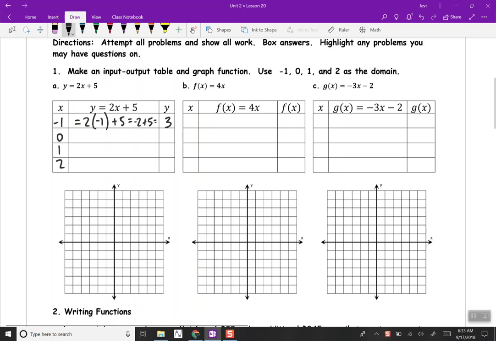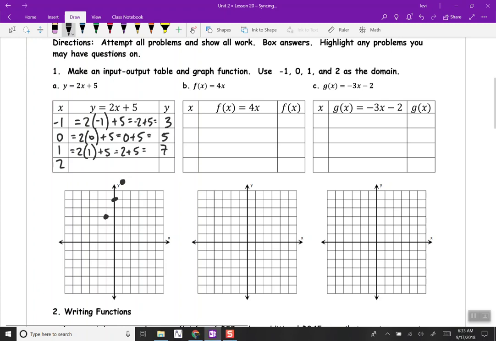So that's the point -1, 3. -1, 3 would be right here on our graph. When we plug in 0, 2 times 0 plus 5, well, that's 0 plus 5, which equals 5. So 0, 5. When we substitute in a 1, that makes 2 plus 5, which is 7. So 1, 7.